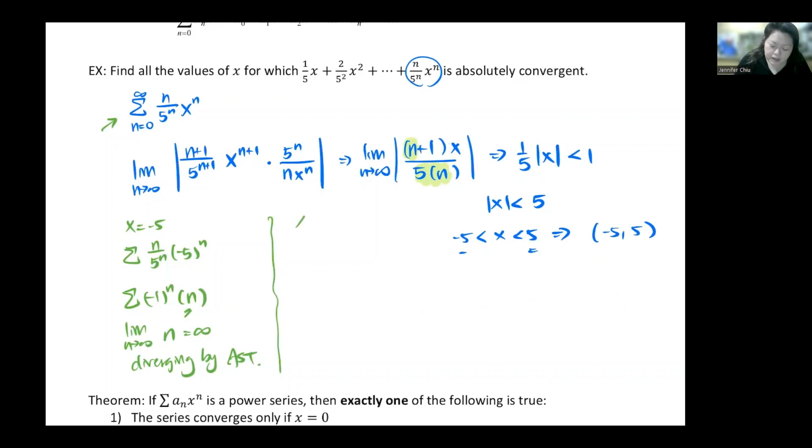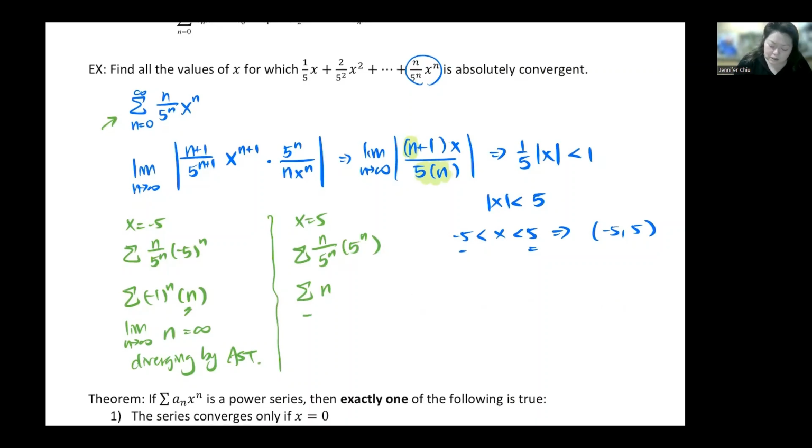How about the other endpoint? x equals 5. So x equals 5, my series becomes n over 5 to the n, and then 5 to the n. Okay, so these go away. You're left with a series of just n. What is this going to do? It's going to diverge, right? Because it's just going to go on. It's n plus n plus n plus n. So 1 plus 2 plus 3 all the way to infinity. So this is also infinity, and this is also divergent, which means then my interval is not inclusive of my endpoints. Okay, all right, that's it for this then.